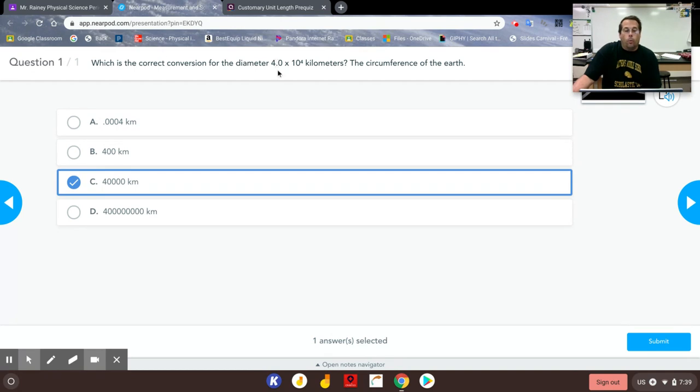So I would move it 4. So if my decimal point is here, I go 1, 2, 3, 4 spaces, that becomes 40,000.